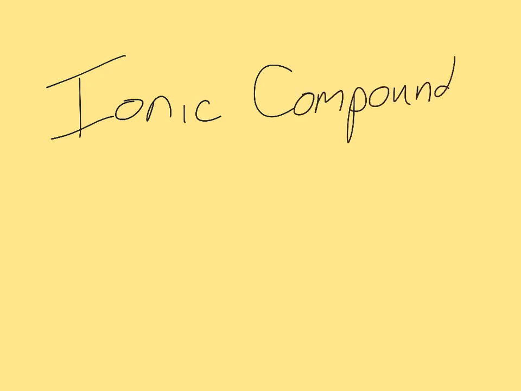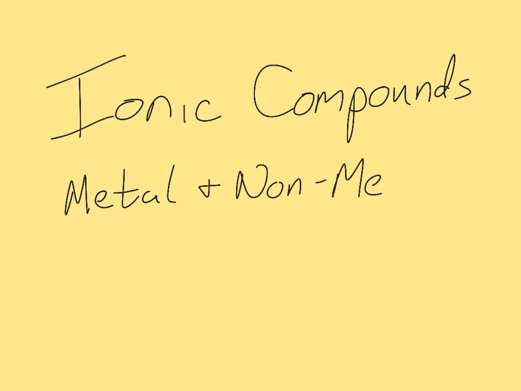All right, just a little practice today on ionic compounds. Remember, with ionic compounds, we're talking about a metal and a non-metal. So that's one way we can look at this: if we see a metal and a non-metal in our compound, that's an ionic compound. So if we have something like Mg and O, that was an ionic compound.